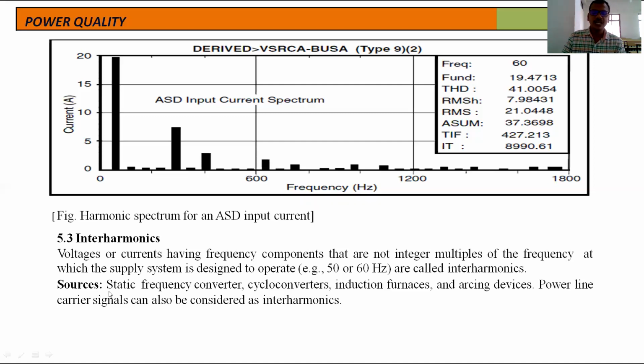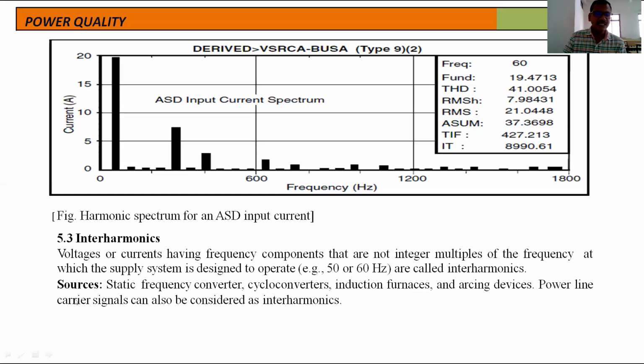The sources of the interharmonics are static frequency converters, cycloconverters, induction furnaces, and arcing devices. These are the four major sources of the interharmonics: static frequency converter, cycloconverter, induction furnace, arcing devices.